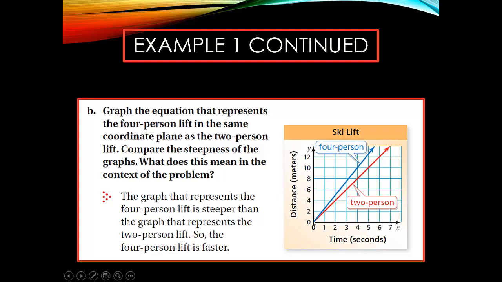So we would go up 2 5/10 and over 1, and then 2 5/10 again would be at 5 and then over 1. And 2 5/10 again would be 7 5/10 and then over 1. So you can see the 4-person lift is the blue line. So the graph that represents the 4-person lift is steeper than the graph that represents the 2-person lift. So the 4-person lift is faster.